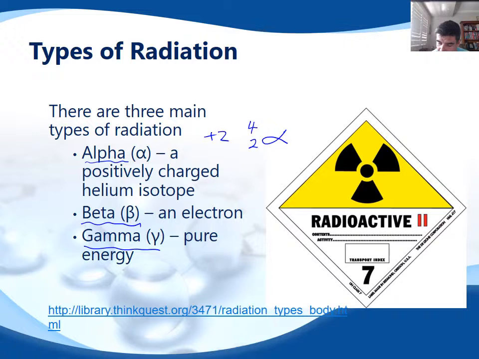The beta particle is just a high-speed electron. So a beta particle has no mass, but it has a charge of -1. And I've put those upside down, so let's try again. A charge of -1 and no mass. The gamma is just radiation, so it has no mass and no charge. And the different nature of each of these particles can be used to help explain some of their characteristics.